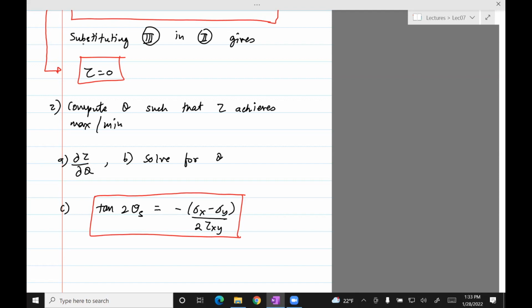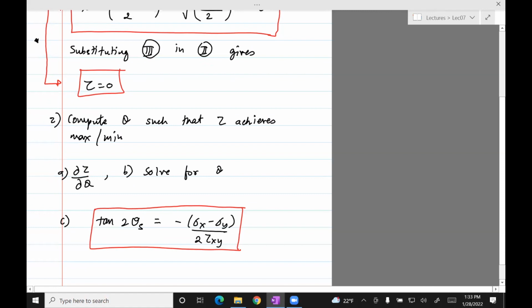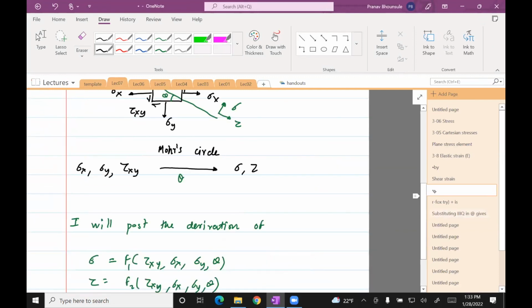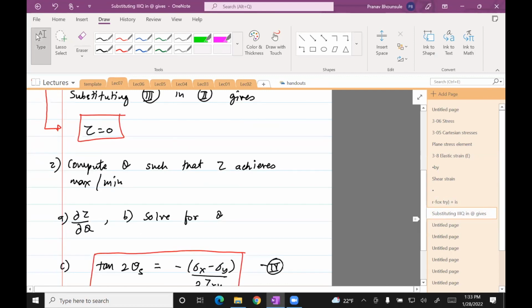Okay, so just like we computed the maximum normal stress and maximum shear stress in the previous section for that particular theta, that is theta p, we can do the same thing here. We will substitute, let's call this 4. So we substitute 4 in here in 1 and in 2, and then find what the value for tau and sigma is.